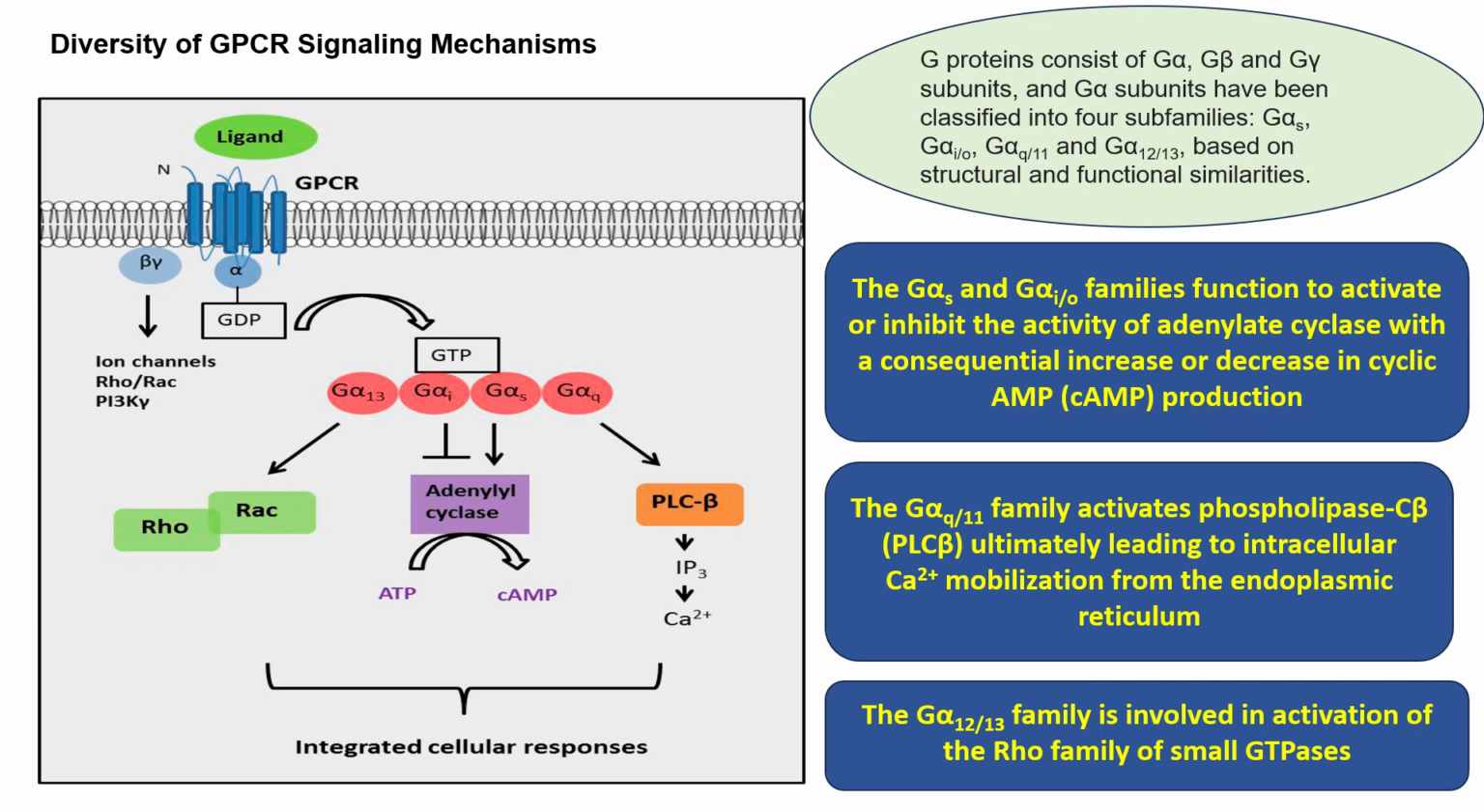We know that G alpha S leads to the production of cAMP, whereas G alpha I belongs to a family which inactivates the activity of adenylate cyclase and decreases cAMP production, whereas G alpha Q is a family which activates phospholipase C, ultimately leading to intracellular calcium mobilization from the endoplasmic reticulum. G alpha 12 family is involved in activation of Rho family of small GTPases.